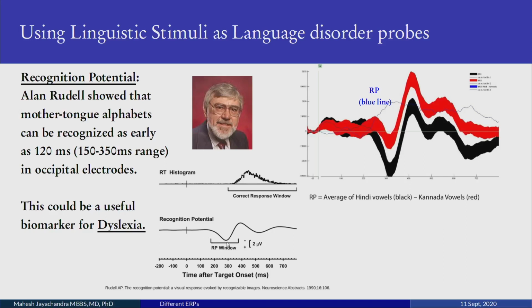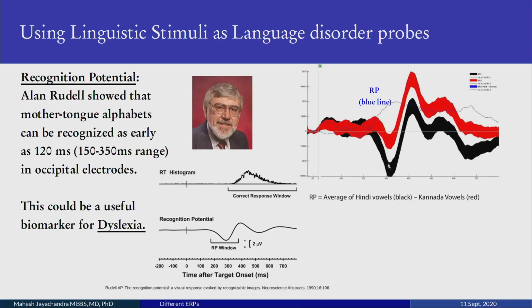Suppose I flash Chinese vowels to an Indian child, there won't be any RP. Okay, so we did some pilot experiments in St. John's, where to a Hindi-speaking subject we showed Hindi vowels and Kannada vowels. I'm sorry, to a Kannada-speaking subject we showed Hindi vowels and Kannada vowels.